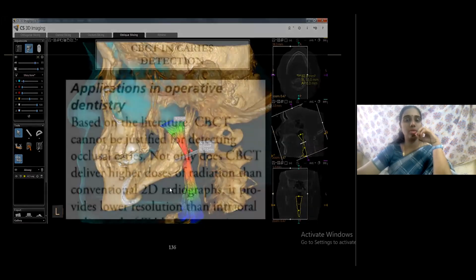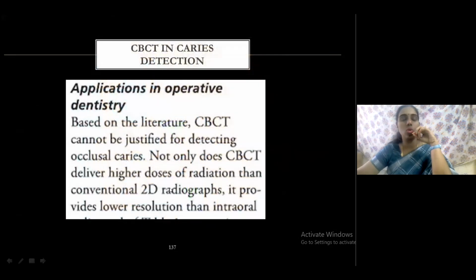So coming to applications of CBCT in caries, no, it's a great no. It cannot detect caries. Intraoral periapical radiograph is the best radiograph of choice in operative dentistry. So you cannot refer a patient to CBCT to check whether there is dental caries or not.